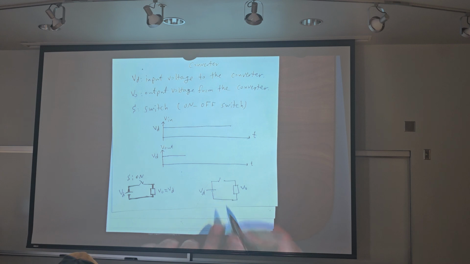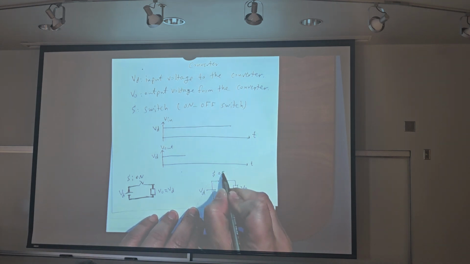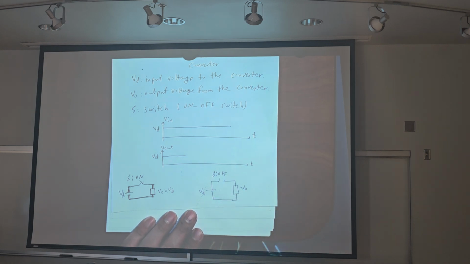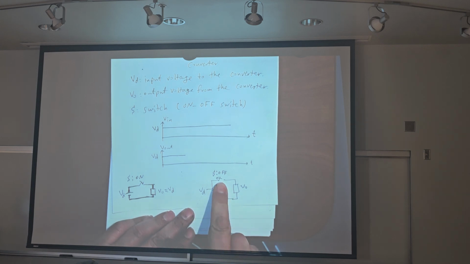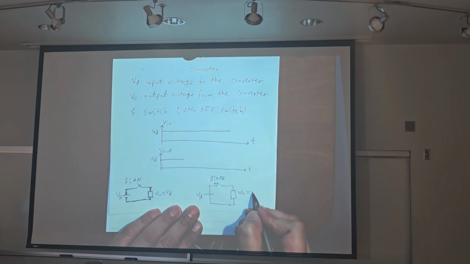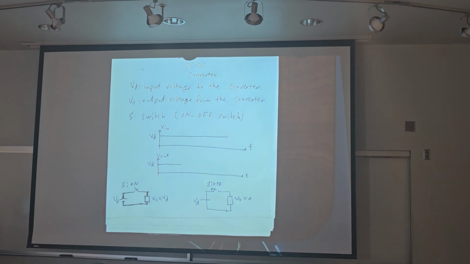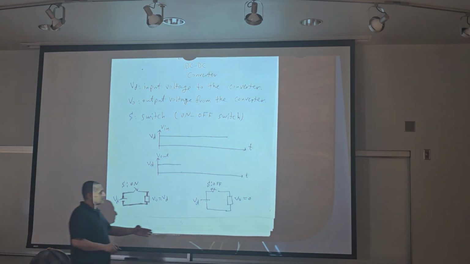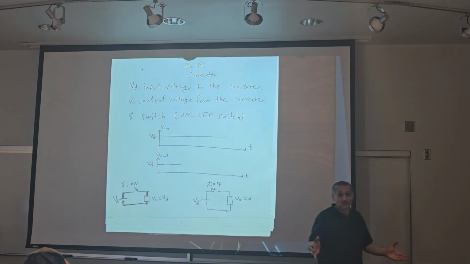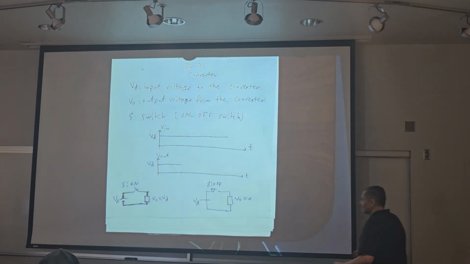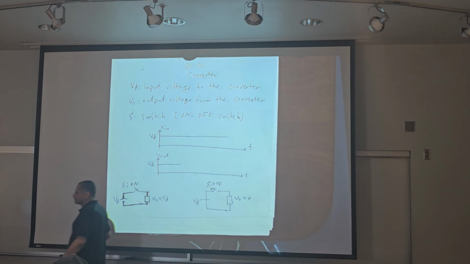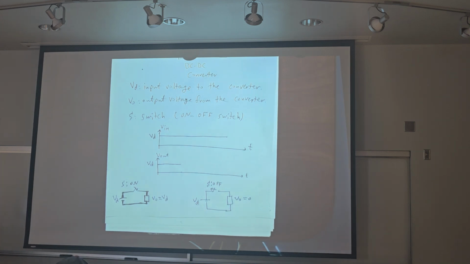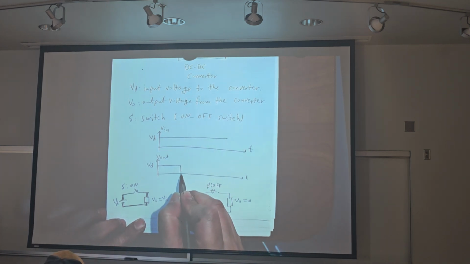Now, when the switch is off, it means this is an open circuit. With an open circuit, V out will be 0. No voltage and no current reach the load. So V out will be 0.